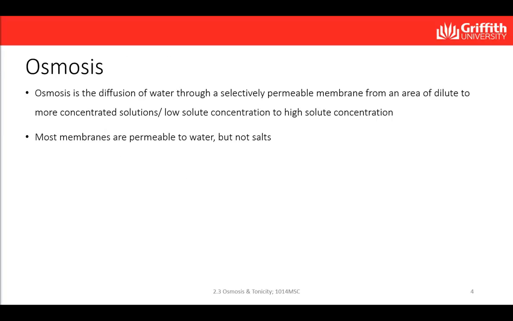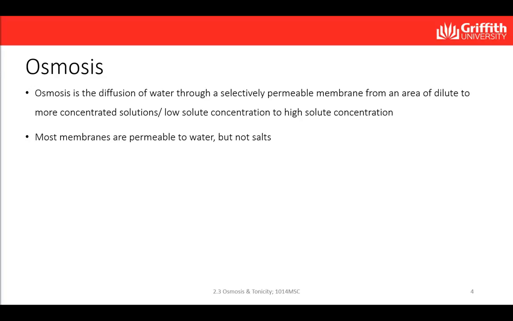Osmosis is the diffusion of water through a selectively permeable membrane. That is, from an area of high water concentration to an area of low water concentration. The selectively permeable membrane represents the plasma membrane of a cell. The plasma membrane is permeable to water. However, it is not very permeable to large molecules such as glucose, proteins, and ions such as sodium.